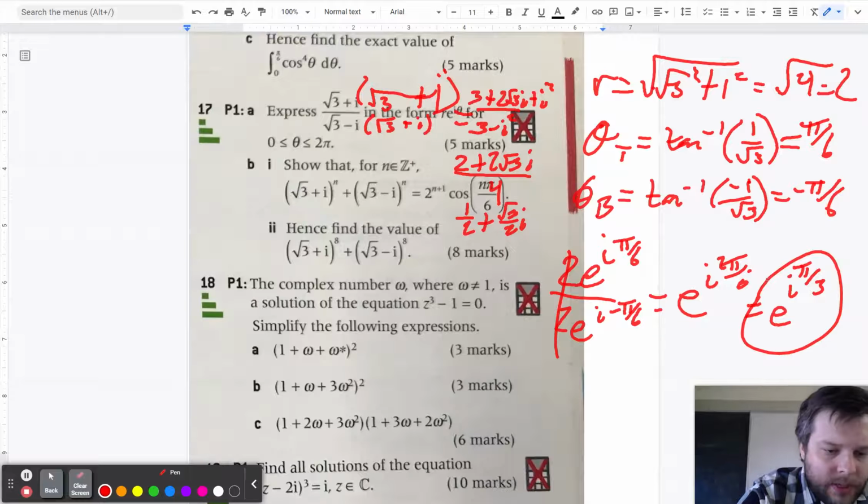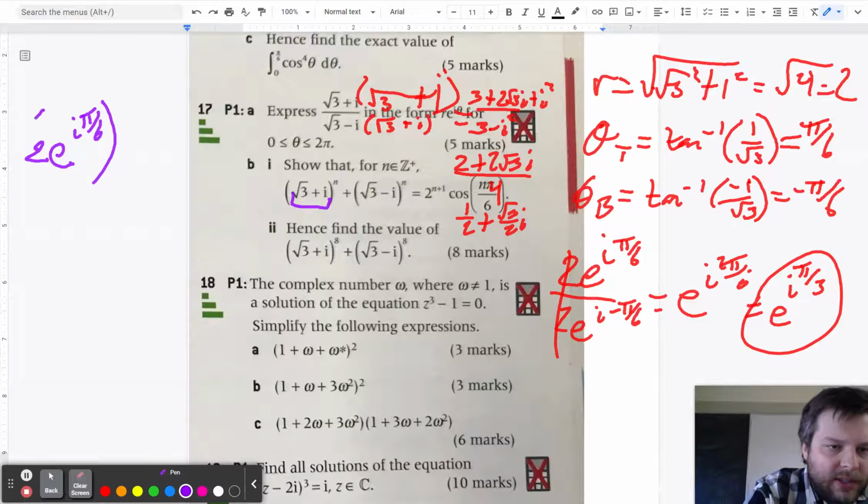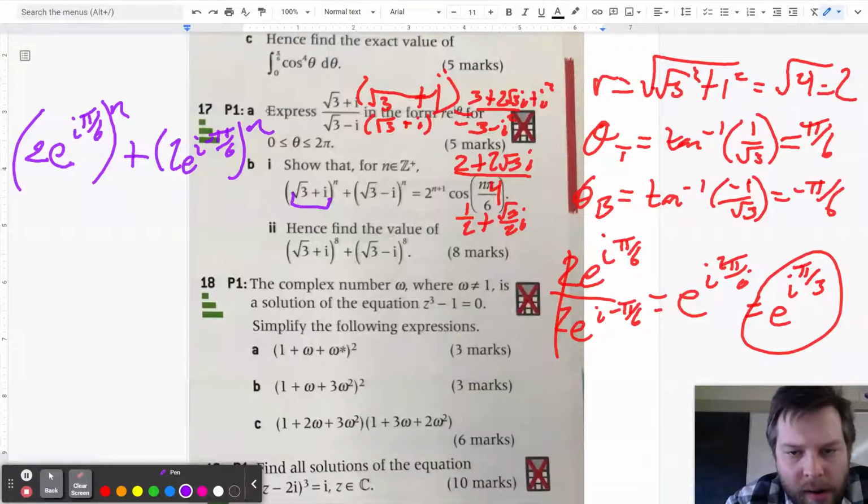So the first one, this we already know is expressed. That was our numerator. So we already know that one is 2e to the i pi over 6. And so if we raise that to the n, that won't be too hard. And the second piece we already know is 2e to the i negative pi over 6. And if we raise that to the n, let's see if we can do it with a direct proof. That's nice. If this doesn't work, I'll switch to doing induction.